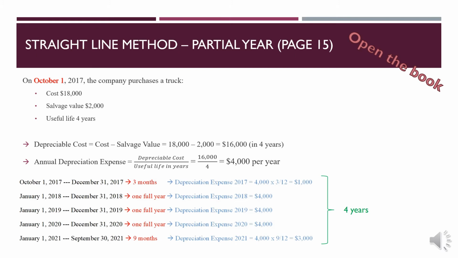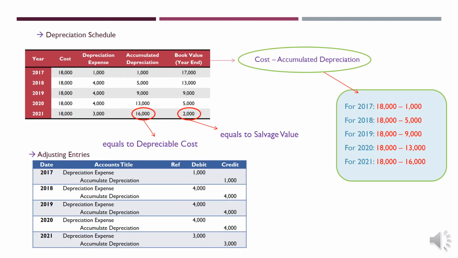So we cannot say that it was depreciated by 4,000, but it was depreciated by 4,000 times 9 over 12, which is $3,000. So the depreciation schedule will be, if we look here, we have 2017, 18, 19, 20, and 21. That doesn't mean that the company used the truck for 5 years, but it used it for 4 years, 3 months from 2017 and 9 months from 2021.